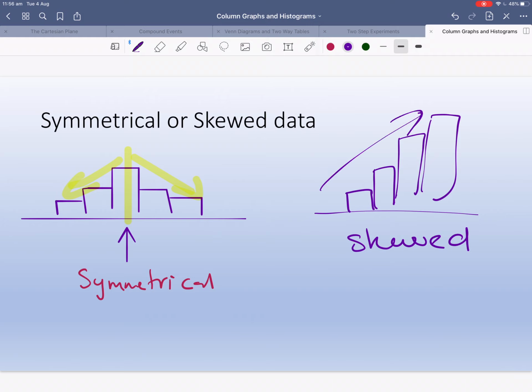Because what it means is that most of the students got a high score, and not many got a low score. Whilst this one is that most of the students got the average or something like that. So it's skewed to the high side, and you can also have skewed to the opposite side as well, like skewed this way. So skewed data is essentially that it's not symmetrical. Symmetrical doesn't have to be exact, but you have some sort of symmetry to it.